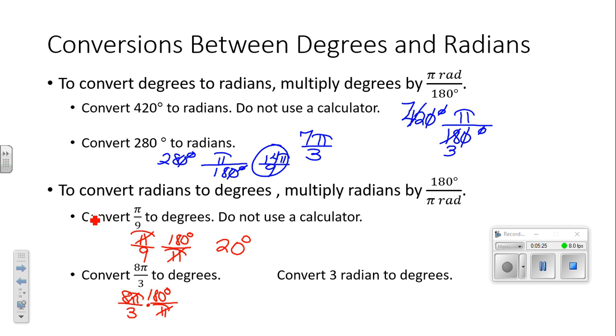And 180 can be divided by 3 how many times? 60. So 60 times 8 is 480 degrees.